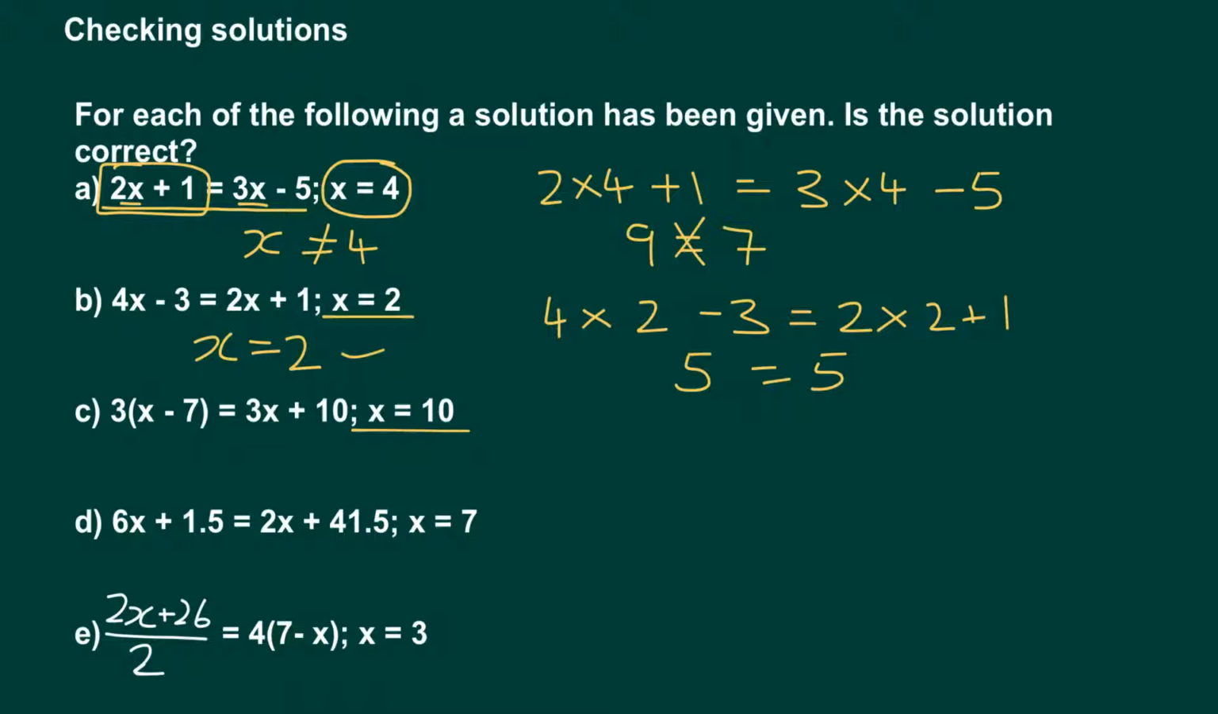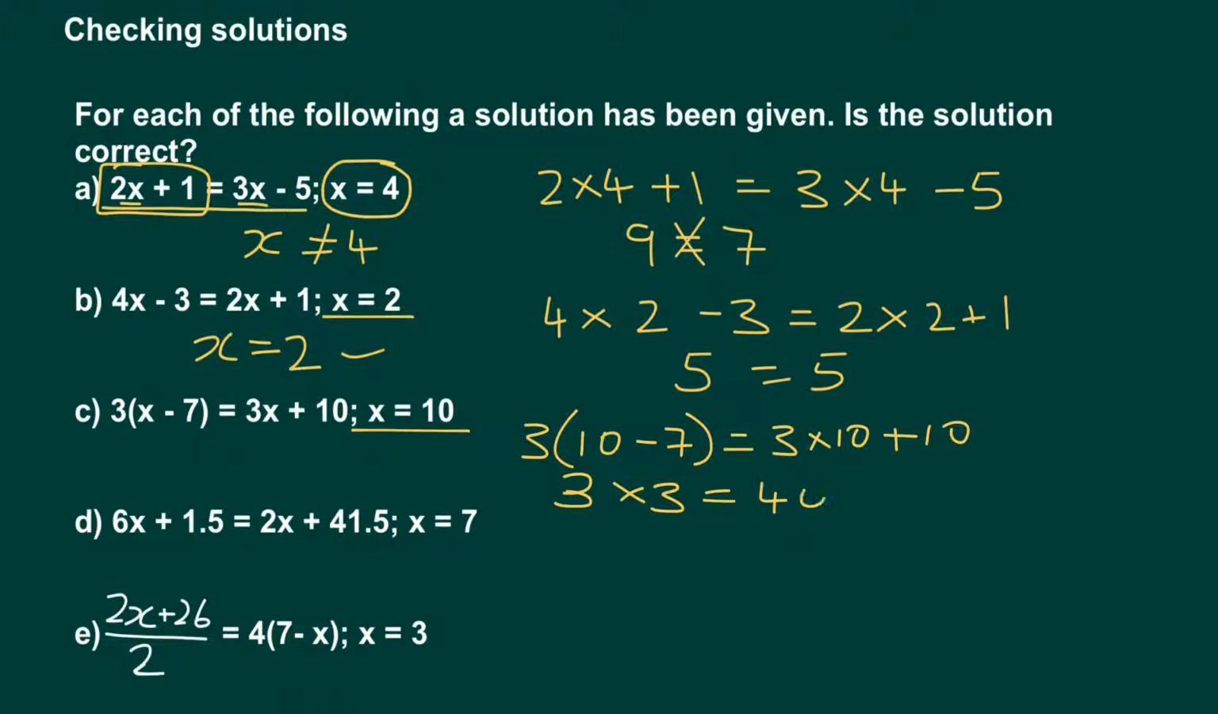So we have x = 10 now. So we have 3 bracket 10 minus 7, so 10 in place of the x, equals 3 times 10 plus 10. 3 bracket 10 minus 7 is simply 3 times 3. And 3 times 10 is 30 plus 10 is 40. And 3 times 3 is obviously just 9. So 9 does not equal 40. So x is definitely not equal to 10.